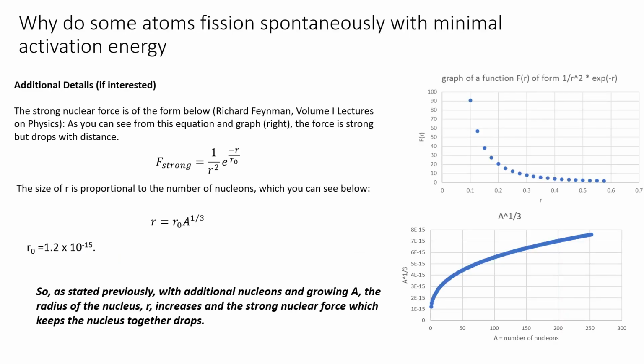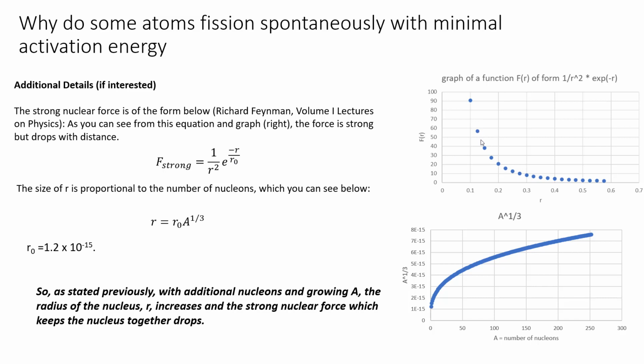Some additional details. Why do some atoms fission spontaneously with minimal activation energy? This comes from Richard Feynman's Volume 1 Lectures on Physics. He proposes this as an equation for the strong nuclear force. He doesn't know, or nobody knows precisely what that equation is, but Feynman argues that it looks something like this. This is probably a key component of it. We know this from experiments. So I graphed this, and it looks like this.